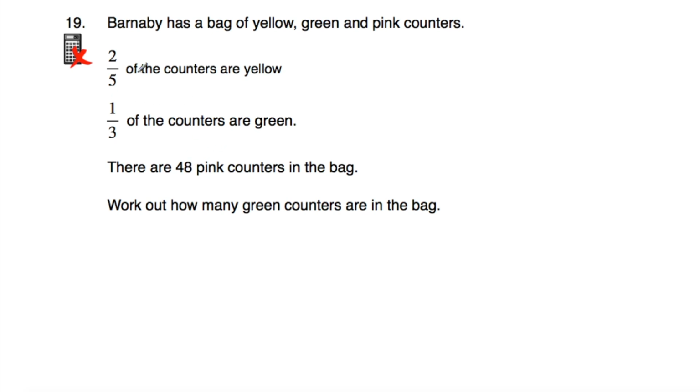So what we're going to do here is, well, we know that there's 48 pink counters in the bag. It'd be fantastic if we knew what fraction of the counters were pink, because then we could work out how many counters there are in the bag altogether, and then we can work out how many green counters there are. So let's add together these two fractions, 2/5 plus 1/3. That'll tell us the fraction of the counters that are yellow and green, and then we'll know the rest of them are pink.